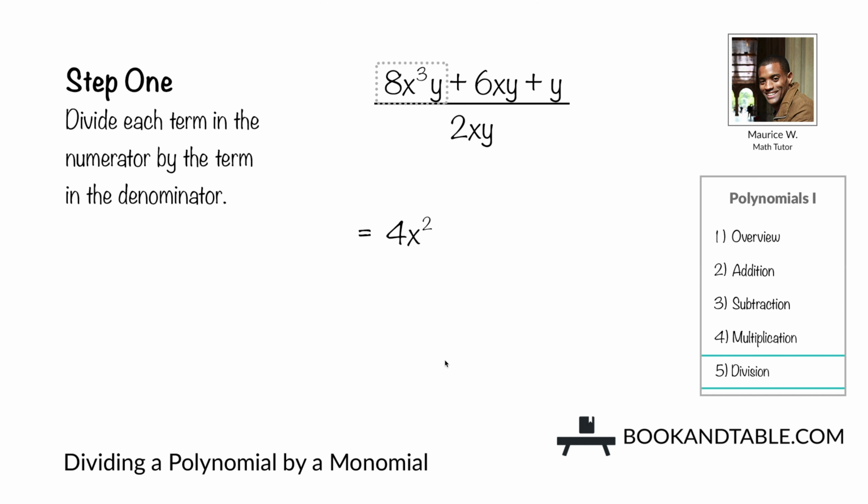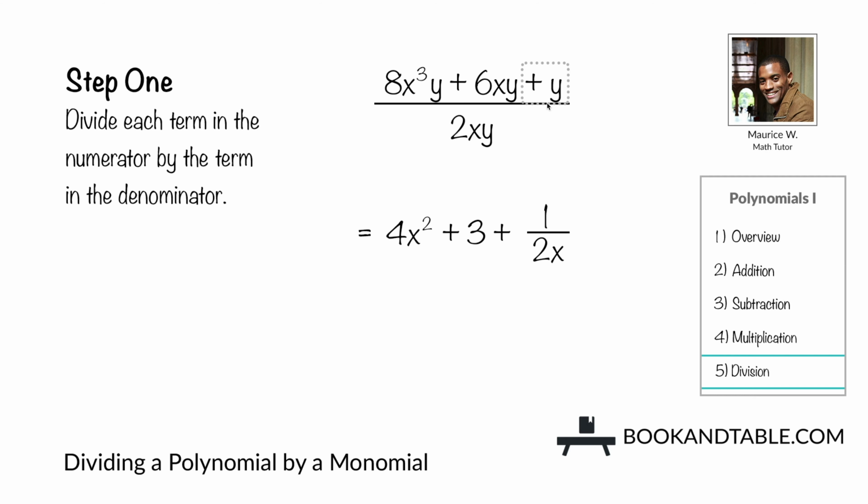Step 1, divide each term in the numerator by the term in the denominator. So 8 divided by 2 is equal to 4. X to the 3rd divided by x is equal to 3 minus 1, which is x squared. And then y divided by y is 1, so those cancel each other out. So when we divide the first term, we get 4x squared. Now the second term, 6 divided by 2 is equal to 3. X divided by x is 1, so that cancels out. And y divided by y is equal to 1, so that cancels out. So we get 3 as the second term in our answer.